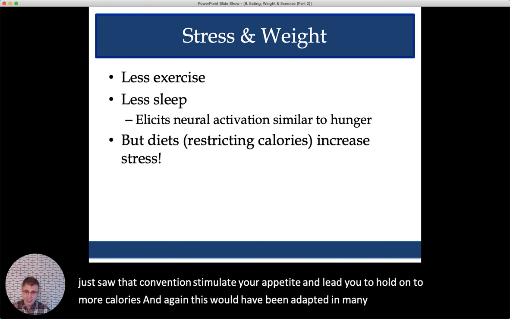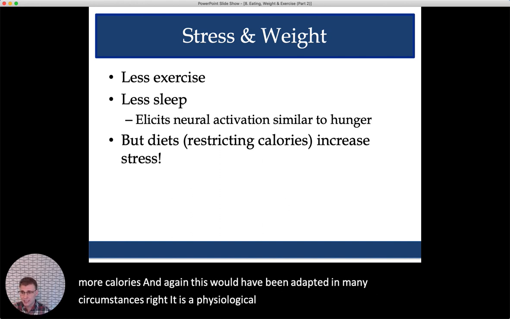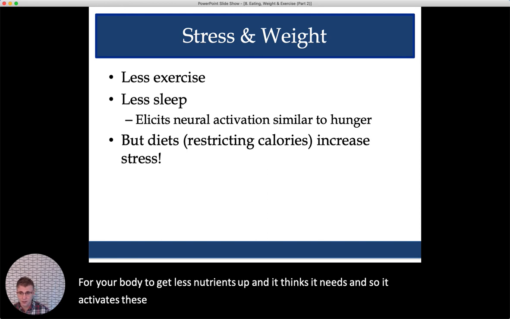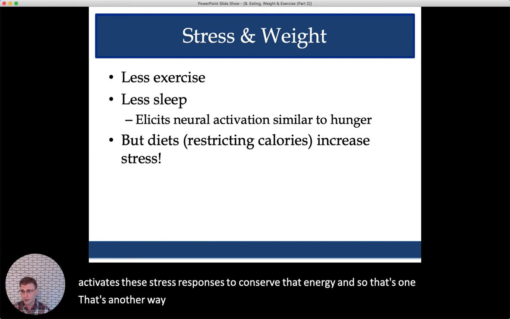It is a physiological stressor for your body to get fewer nutrients than it thinks it needs. And so it activates these stress responses to conserve that energy. And so that's another way in which efforts at dieting and at losing weight can be undermined.